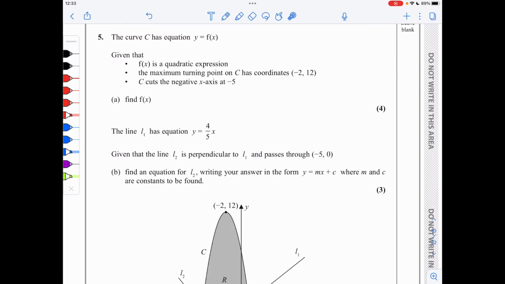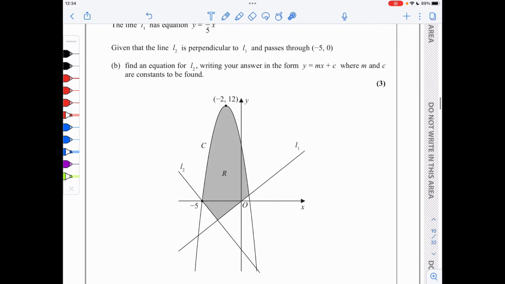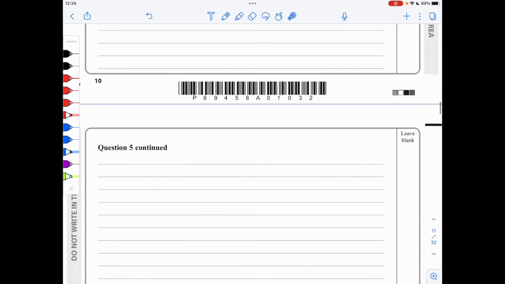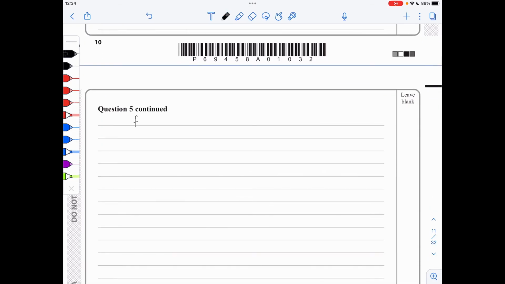In question 5, we are being told that f of x is a quadratic expression having a maximum at minus 2, 12 and cutting the negative x-axis at negative 5 as shown here, and we need to find an expression for f of x. I will start by writing that f of x must be of the form 12 minus alpha times x plus 2 squared, which essentially means that I'm enforcing a structure that will make the maximum at x is negative 2, which will make y 12. And the thing now is to find alpha.